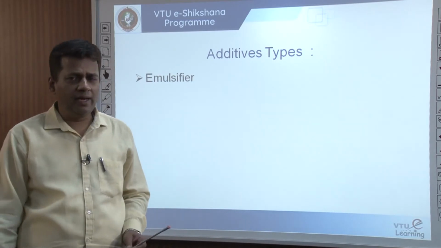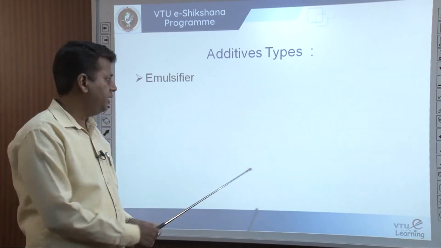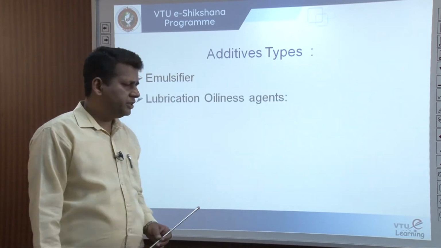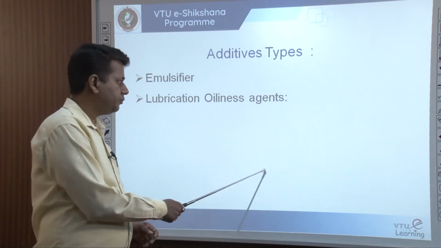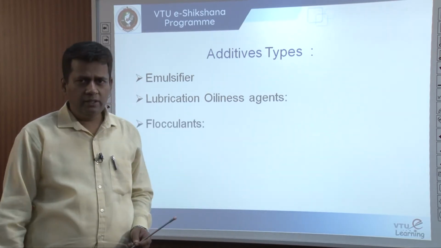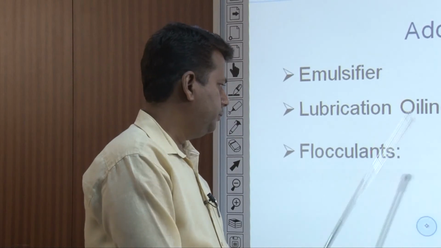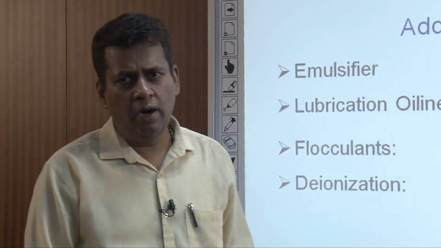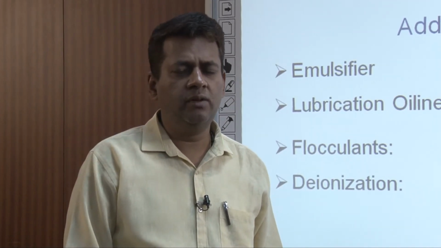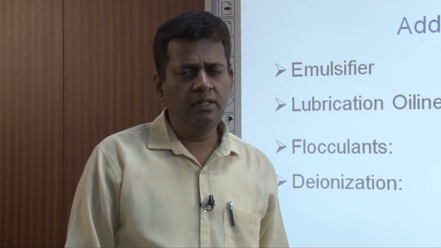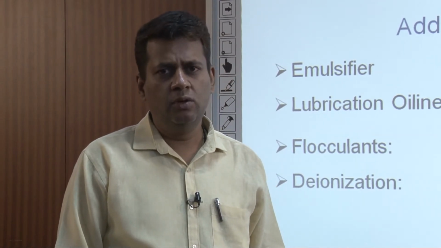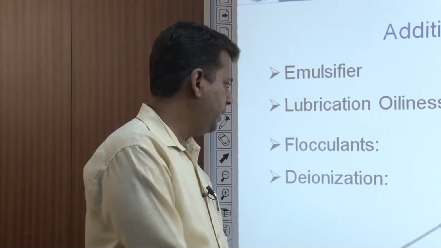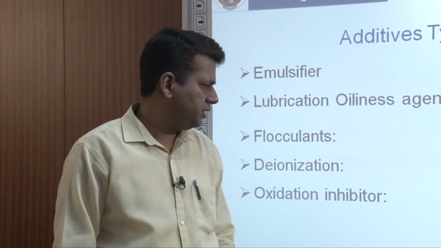First one is emulsifier. So, this is the first additive available, we can enhance the emulsification process. Next one is lubrication oiliness agents, flocculants. So, deionization is very important because whenever the hydraulic oil is subjected to temperature variation, it should not result in dissociation of the oil itself. So, splitting up of oil into constituents. In order to prevent that splitting, we use anti-deionization agents.